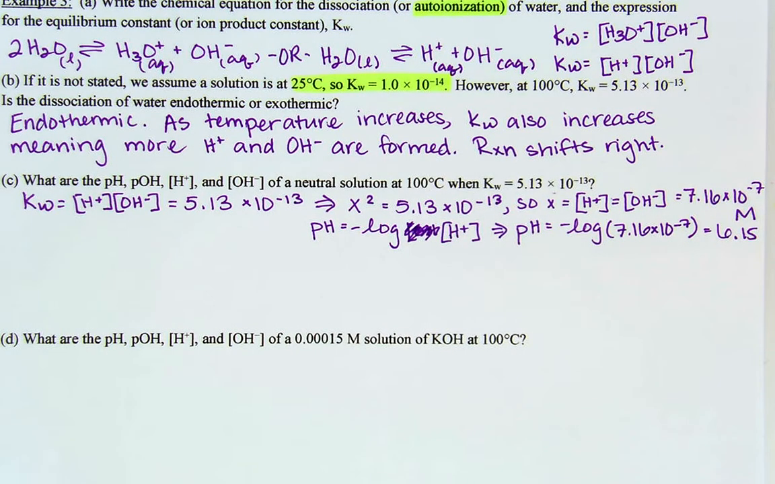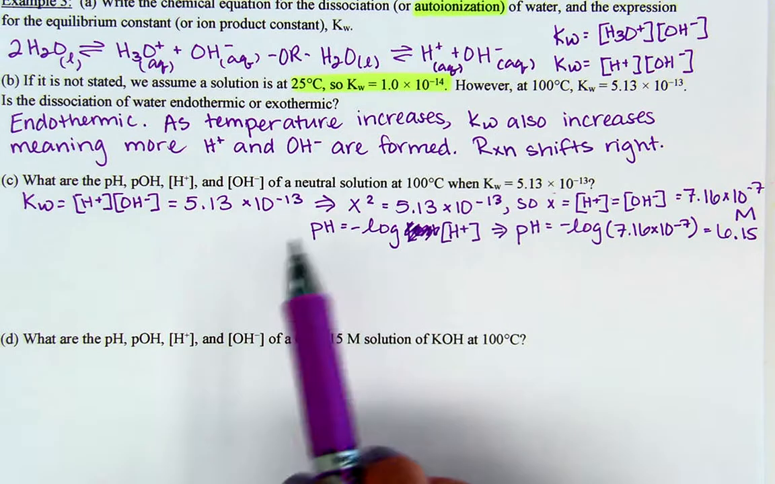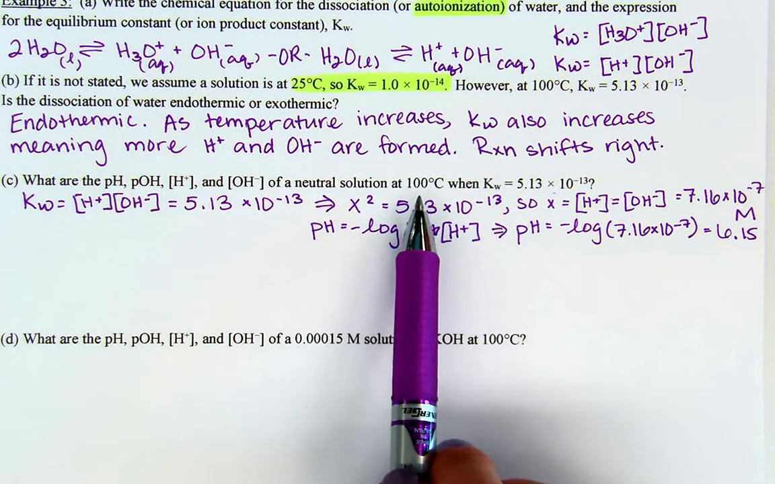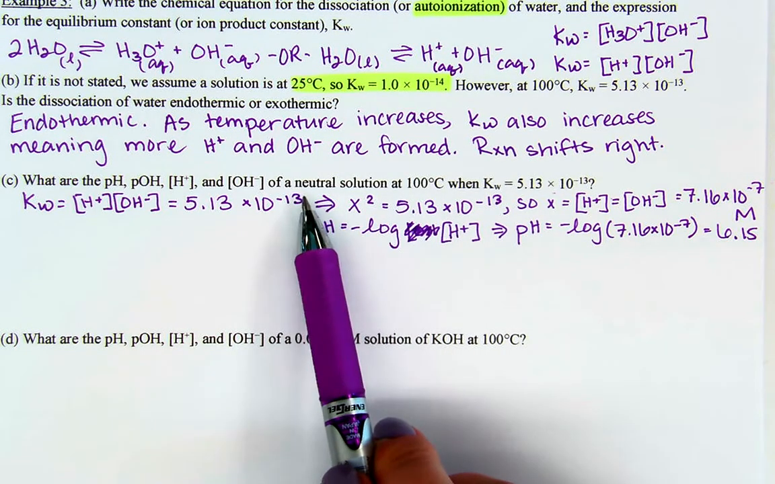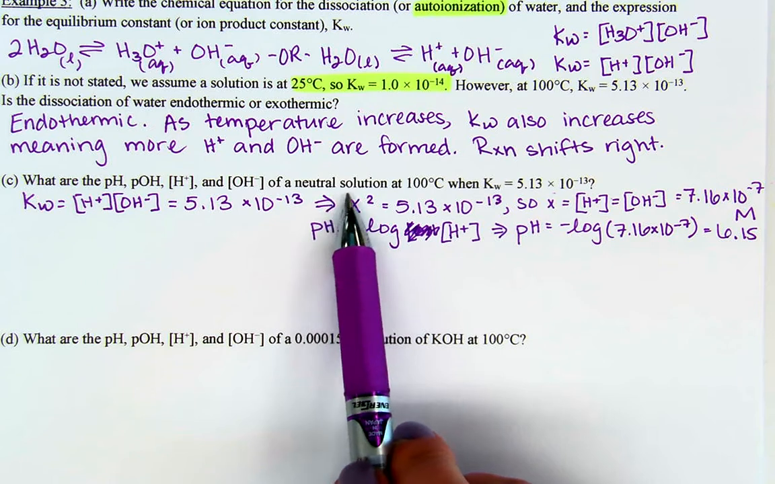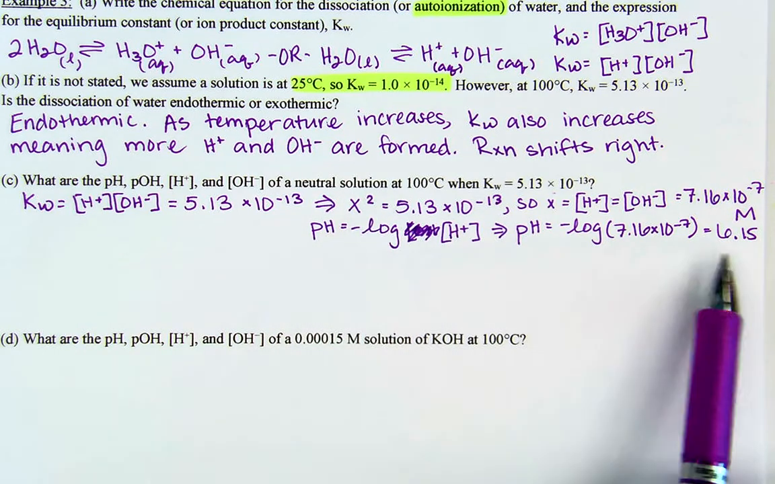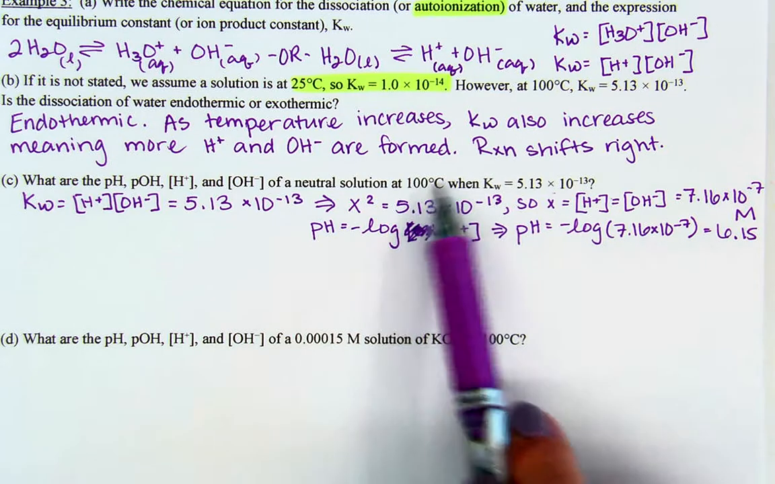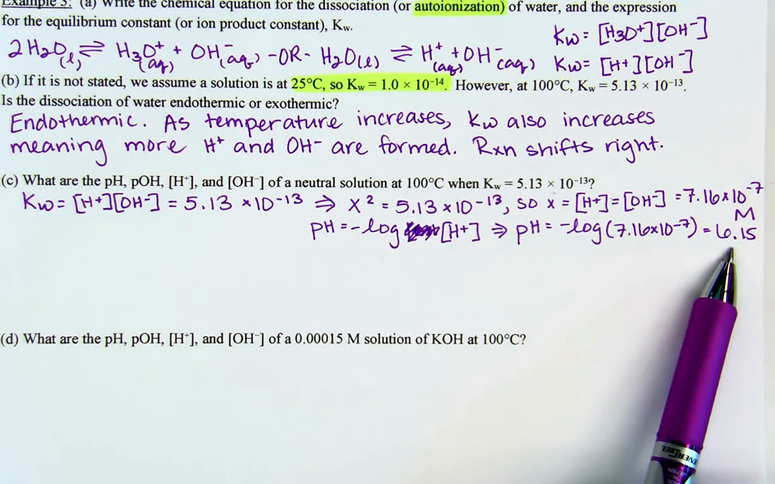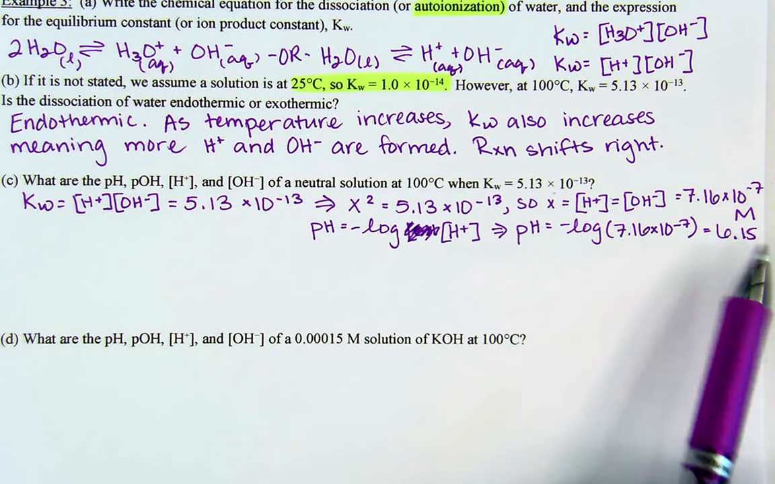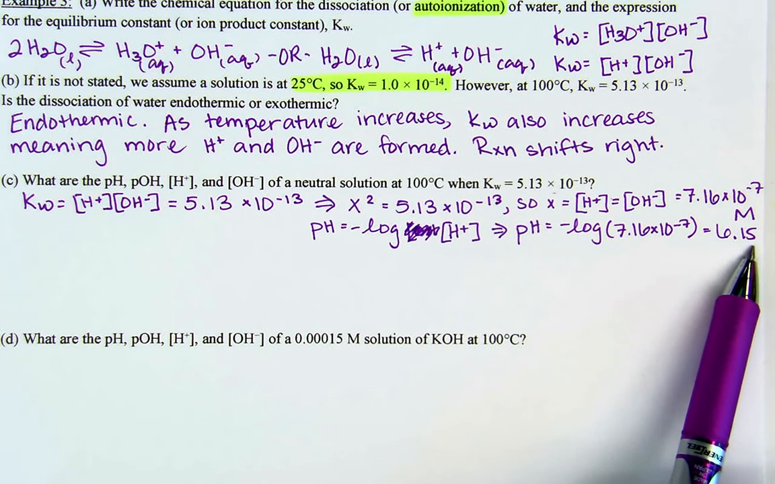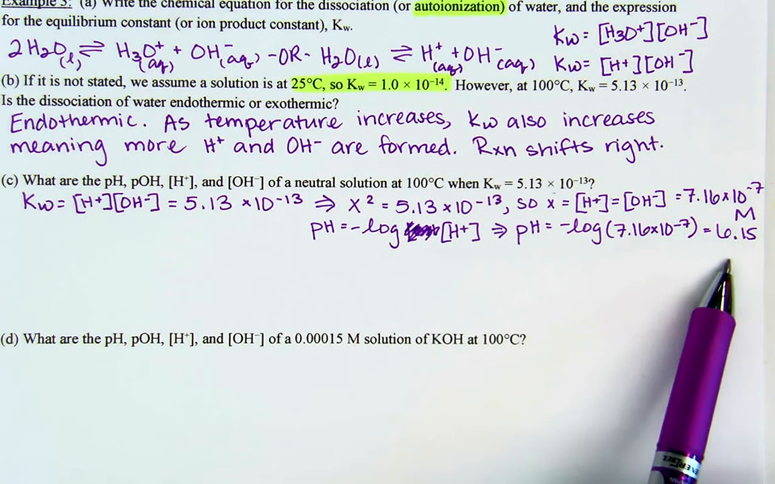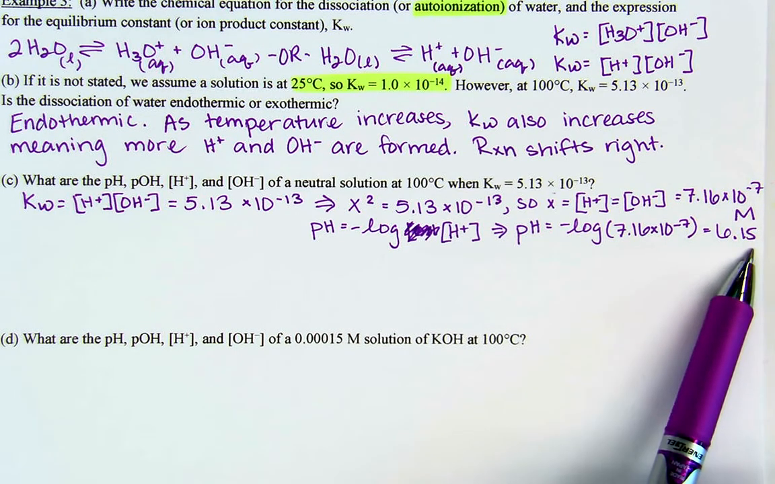So notice here now we have a neutral solution, but the temperature is higher. Normally we'd say, what's the pH of something neutral? And you would say 7. But here we've just calculated that our pH is 6.15. So if something is at 100 degrees Celsius and it has a pH of 6.15, that's the new neutral. So that means 6.16 would be basic, 6.14 would be acidic, 6.15, of course, is going to be neutral.